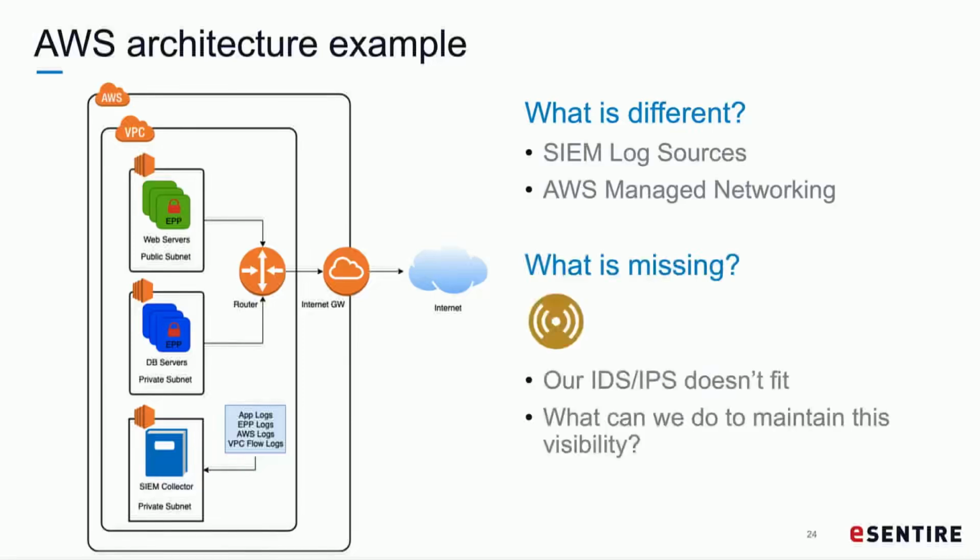What's missing is our IDS. It's gone. How do you get an IDS into this architecture if the router and internet gateway are abstractions, when in the enterprise environment you'd have a SPAN or a port mirror there, or maybe the IDS just sits in line, but you can't do that anymore? So what do we do?